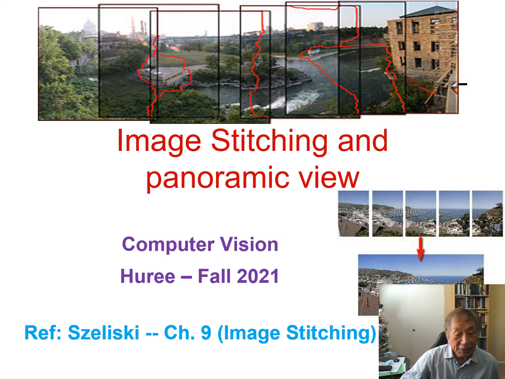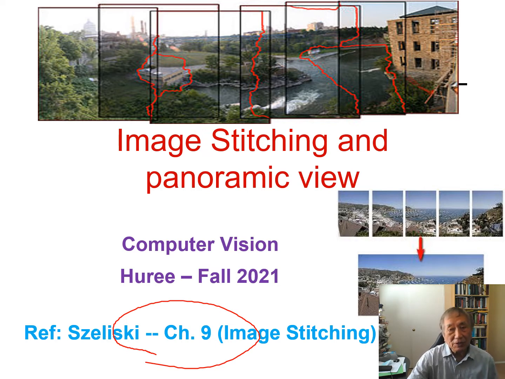Hello, this topic is image stitching and the panoramic view. This is a coverage of chapter 9, titled Image Stitching, of Szeliski's book. A lot of those concepts are already covered in previous chapters, including the feature detection, the transformation, and projection. That kind of subject we already covered.